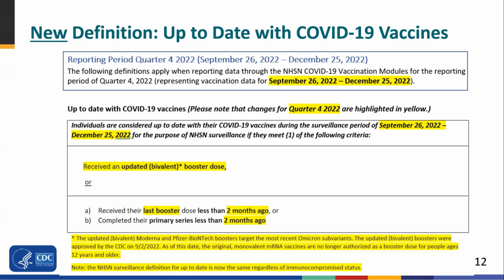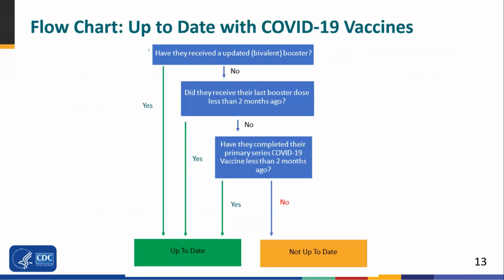As you can see here, individuals are considered up-to-date if they have received an updated bivalent booster dose, or received their last booster dose less than 2 months ago, or they have completed their primary series less than 2 months ago. Please note that this definition is the same for those who are moderately to severely immunocompromised. The following flow chart has been provided to help you determine when individuals are up to date with vaccination.